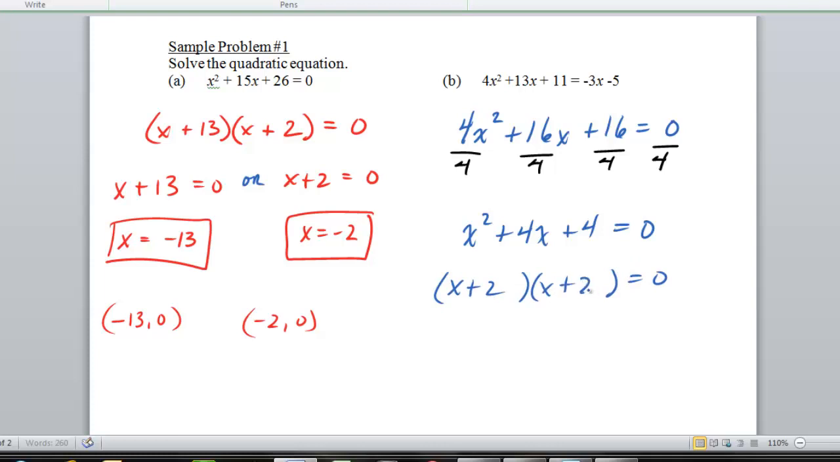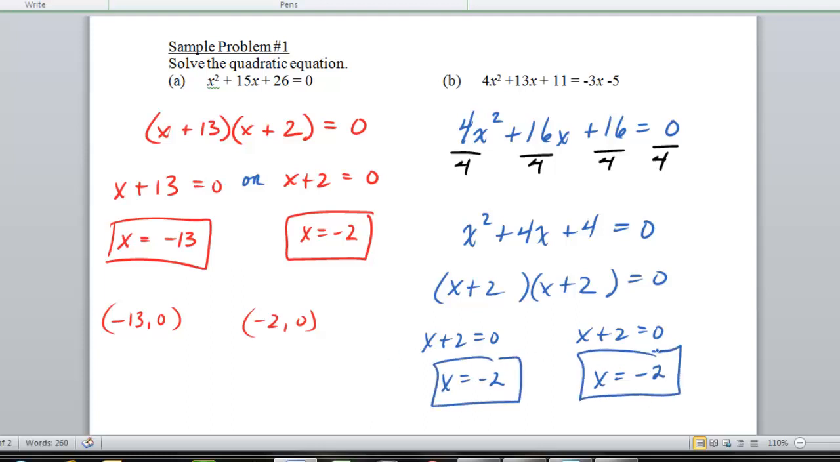(x plus 2)(x plus 2). You can see here that these result in the exact same answer of x equals negative 2. So we only have one solution, or one x-intercept. Those are your examples of solving quadratic equations through factoring. In the next section we'll learn another method of solving quadratic equations.